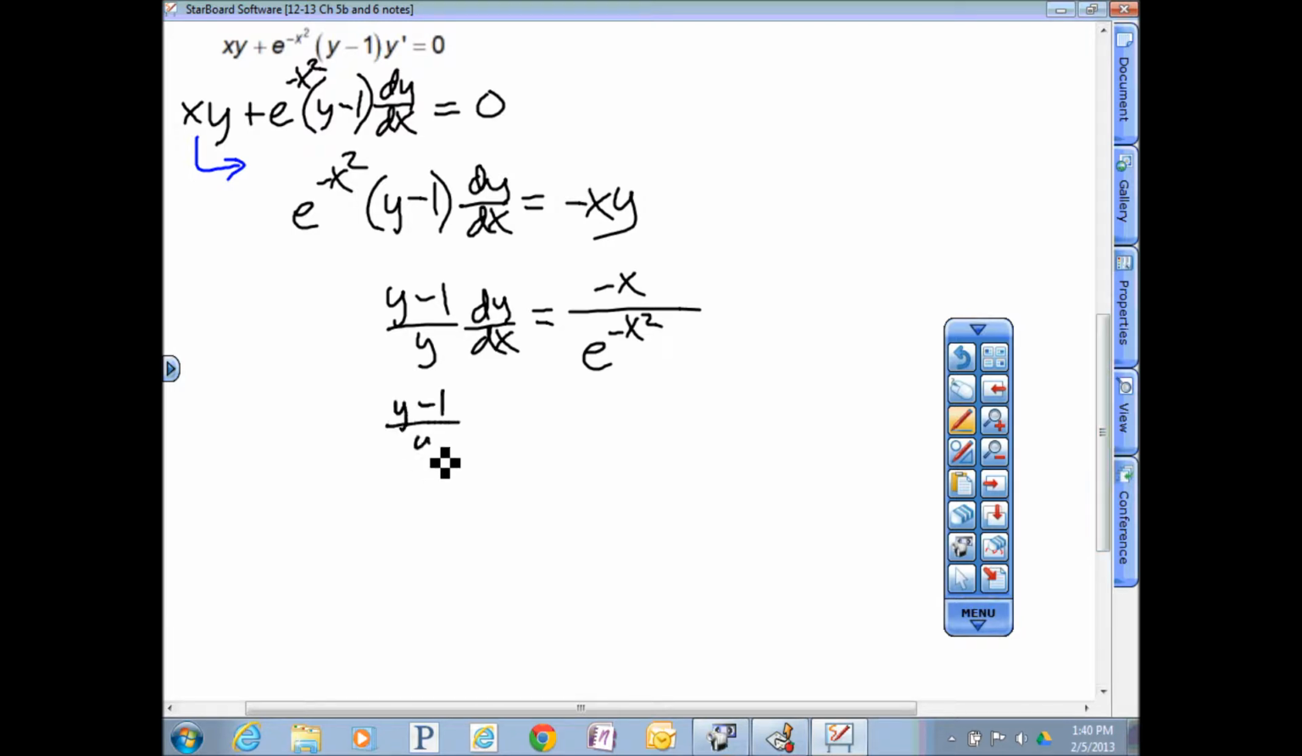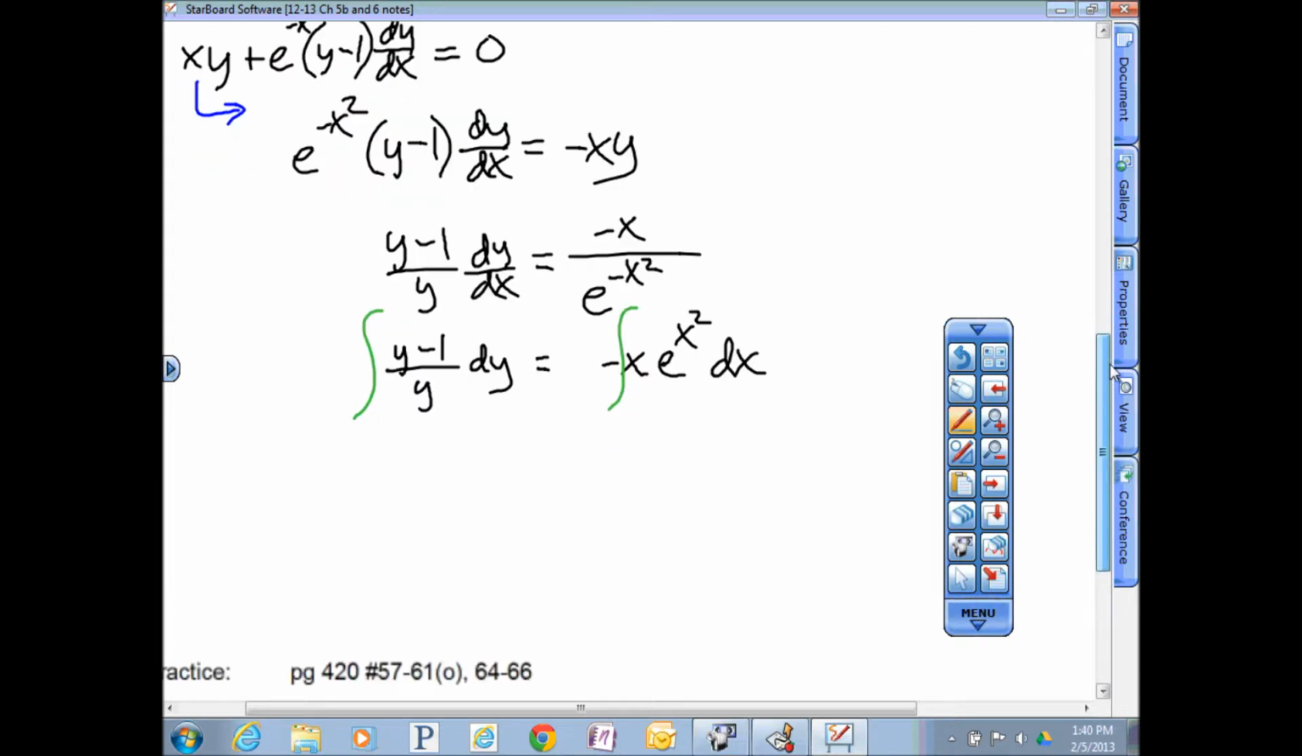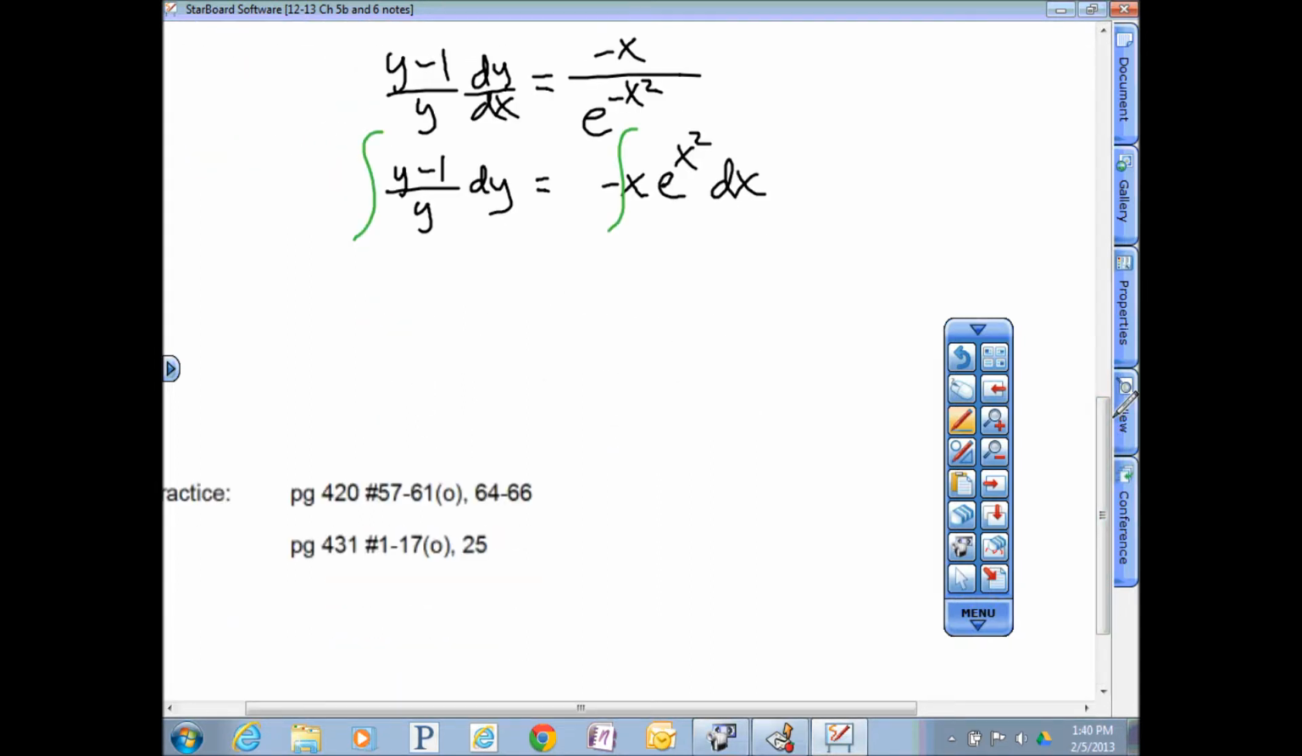y minus 1 over y with respect to y. And on the right side, if I've got e to the negative x squared power, that would be the same thing as having an e to the positive x squared power on the top, dx. Now we've got something we can integrate. Left side looks like I should split it, so let's do a little scratch work here. I'm going to call this 1 minus 1 over y that I'm integrating. So if I'm integrating 1 minus 1 over y dy, antiderivative of 1 is going to be y. Antiderivative of 1 over y is going to be minus natural log of absolute value of y.